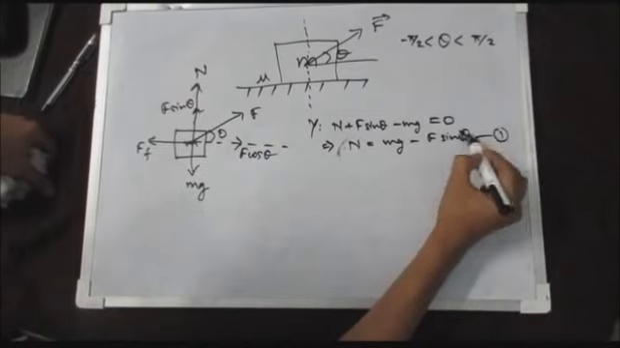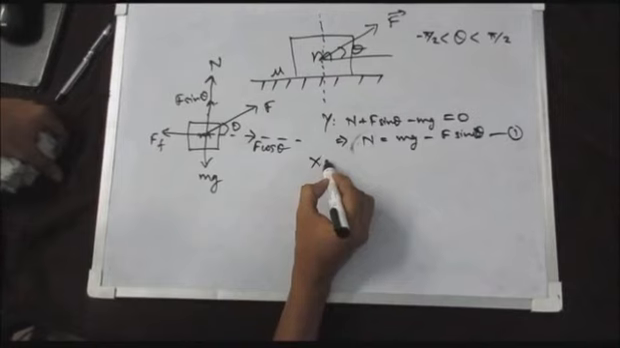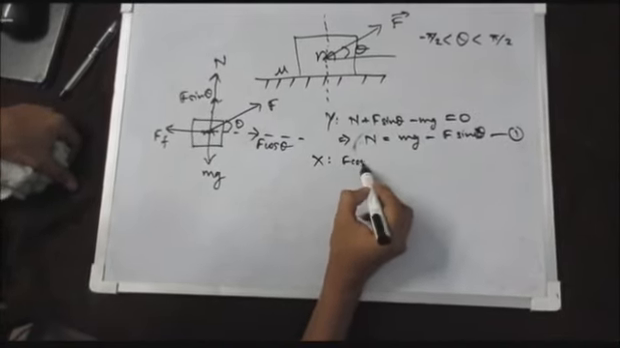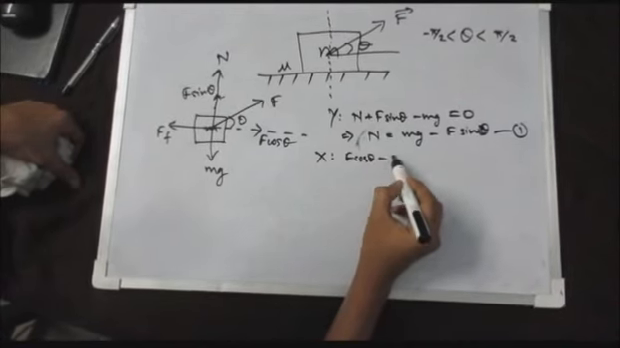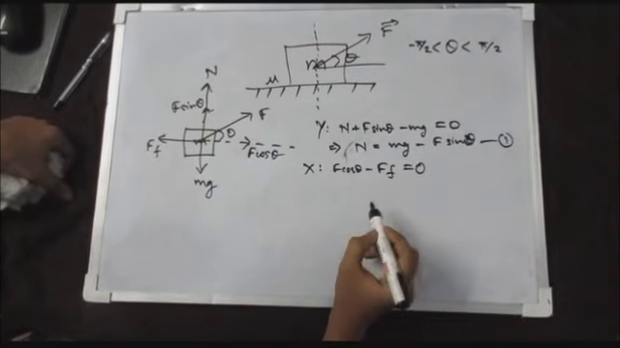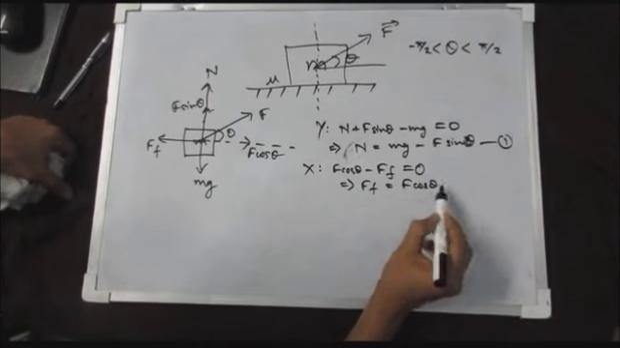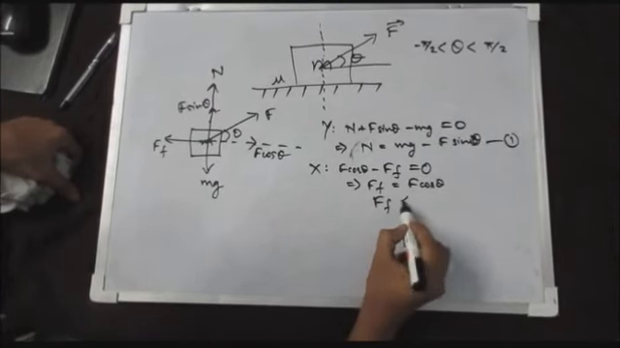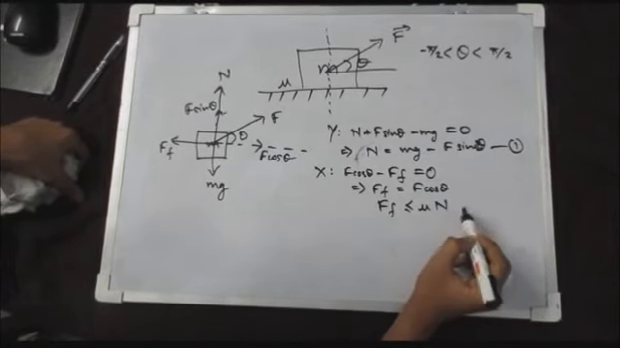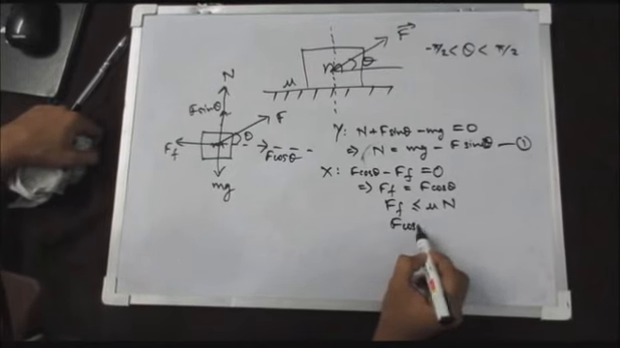And also in the x-axis, we have an equation. The box is not moving yet, so we can write F cosine theta minus f of friction is 0. Then f of friction is just F cosine theta. And here's something we know. We know that f friction has to be always smaller than or equal to mu times the normal force. That's the law of friction. That means that F cosine theta has to be smaller than mu times N.